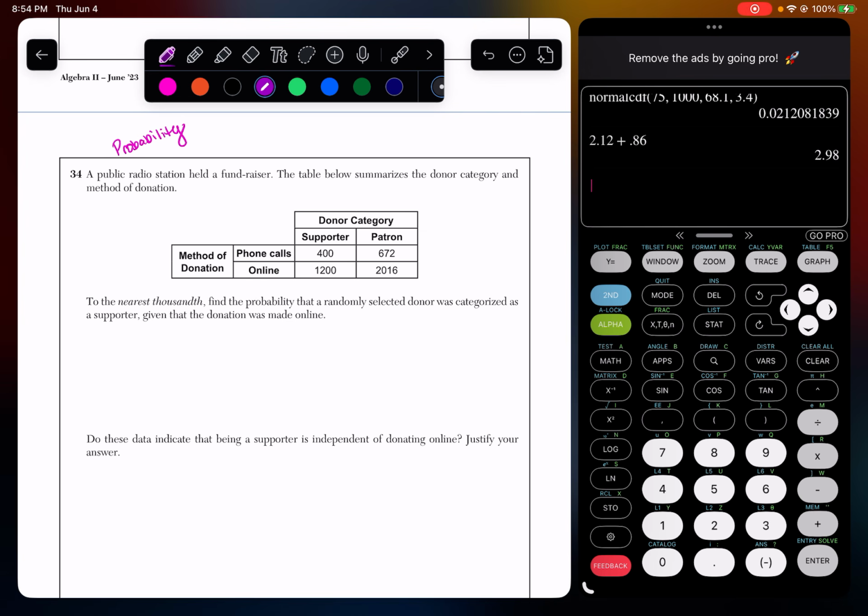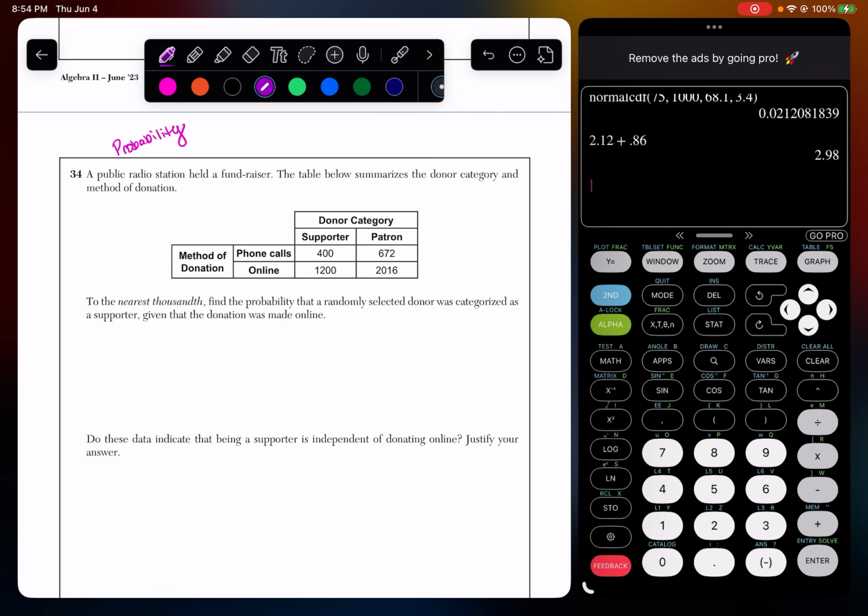The concept of independence is basically asking, we have two different questions here, right? How did the person donate? And what type of person are they? Are they a supporter or a patron? And did they make phone calls or did they do it online? Independence is trying to use math to determine whether those two questions impact each other or not.